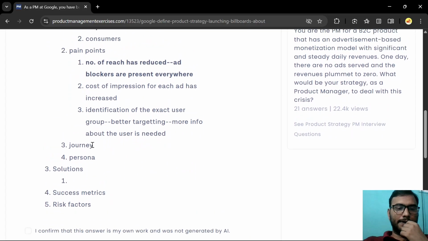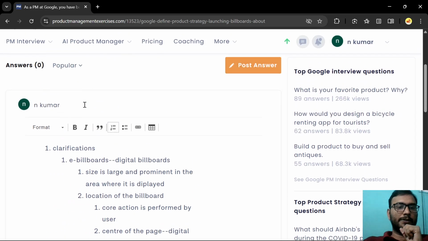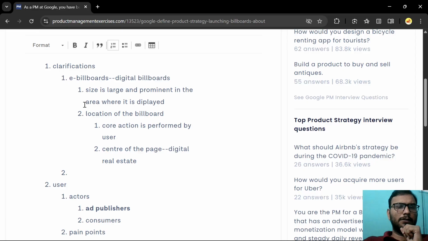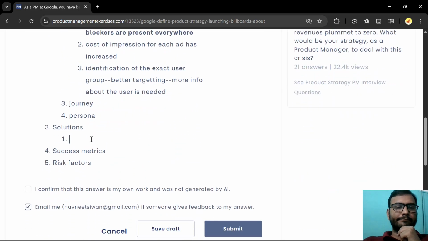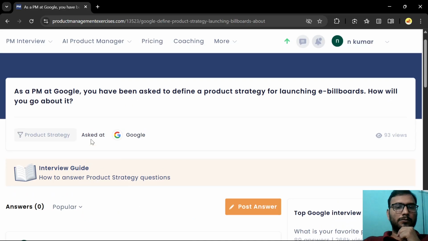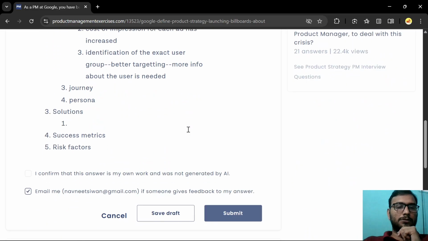So we have identified the pain point for the user. We have identified the different actors which are present, and we have also clarified a bit about what exactly is the billboard. And now moving on, the core part of it is defining a strategy for this product.